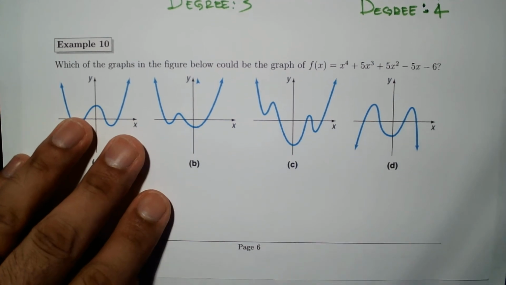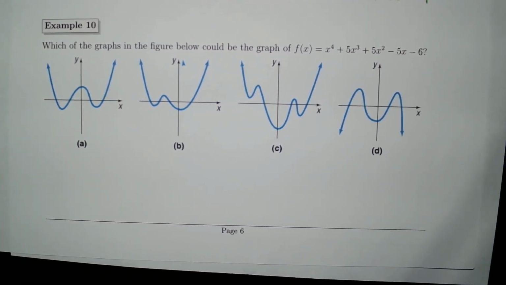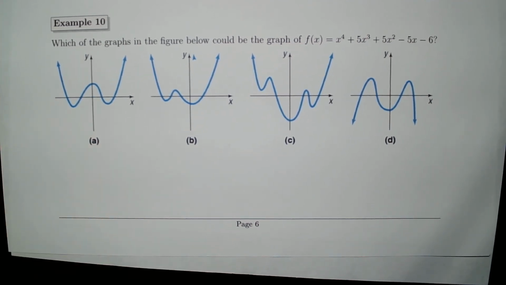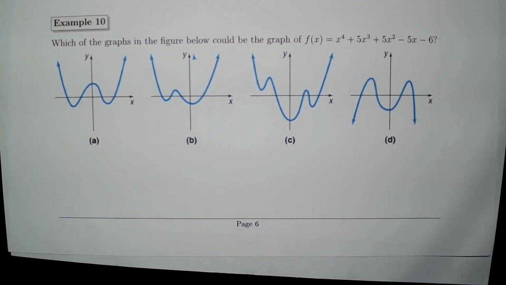Let's look at another example. Which of the graphs in the figure below could be the graph of f of x equals x to the 4th plus 5x cubed plus 5x squared minus 5x minus 6? All right, so in this case, this is not what we're going to do.